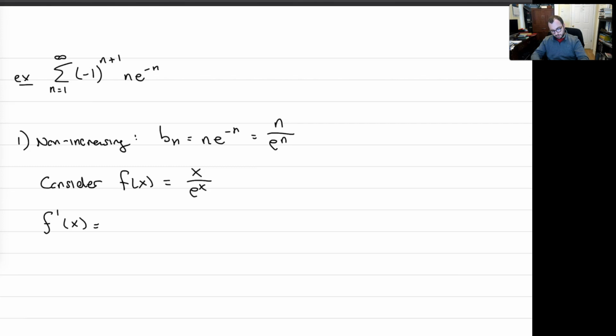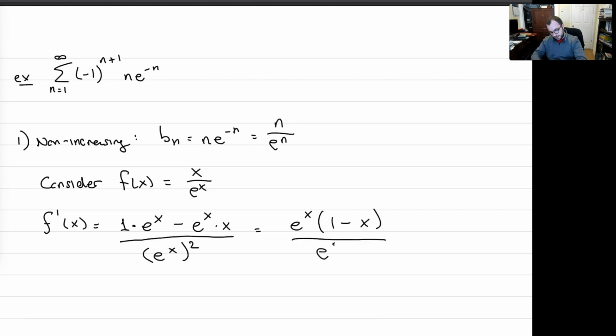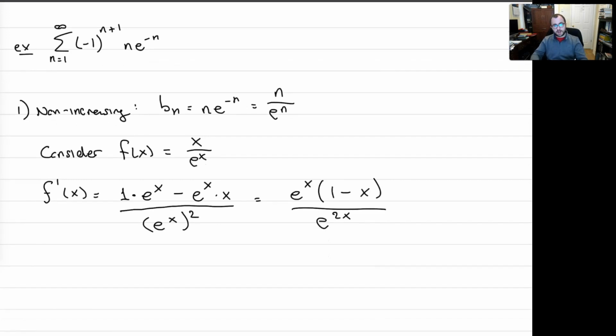So we calculate the derivative using the quotient rule. The derivative of x is 1, so we get 1 times e^x minus e^x times x, all over (e^x) squared. I'll factor out the e^x I see there, and I'll just write the denominator as e^(2x). So there's our derivative.